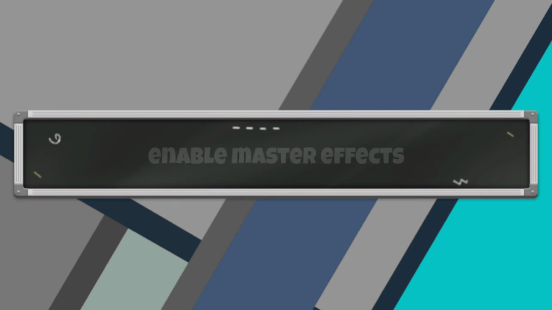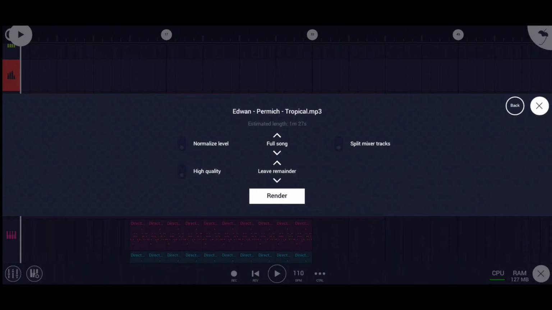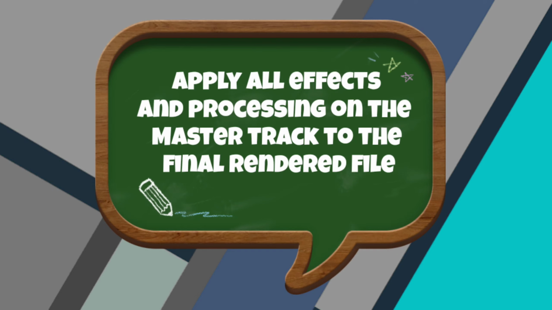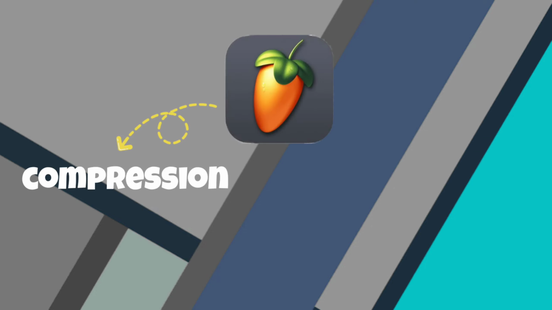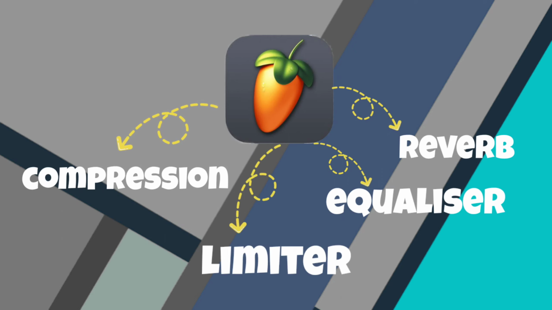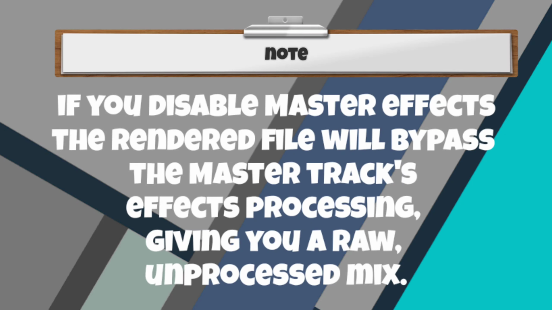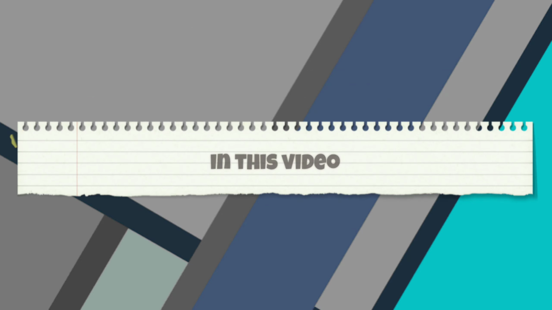And last we have enable master effects. You can see this option when you enable split mixer tracks on. You can see enable master effects option. This option in FL Studio Mobile will apply all effects and processing on the master track to the final rendered file. This includes all effects used in this project, such as compression, EQ, reverb, and limiter. Note: if you disable master effects, the rendered file will bypass the master track's effects processing, giving you a raw, unprocessed mix. I hope you learned something new in this video.